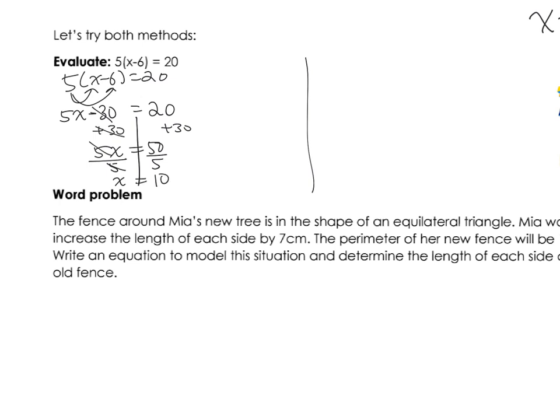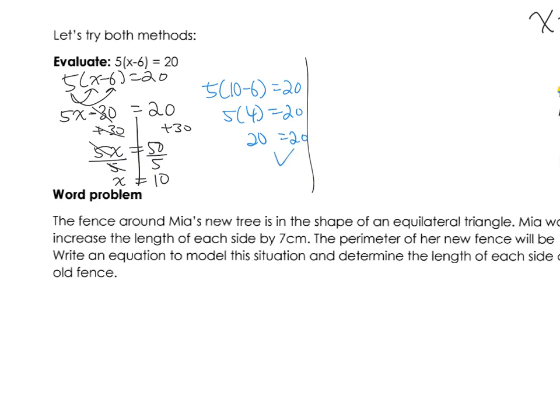I'm not done because I need to verify my solution. So I go 5(10 - 6) is equal to 20. In place of x, I'm going to put in 10. 5 times 4 gives me 20. 20 is equal to 20, so this works.